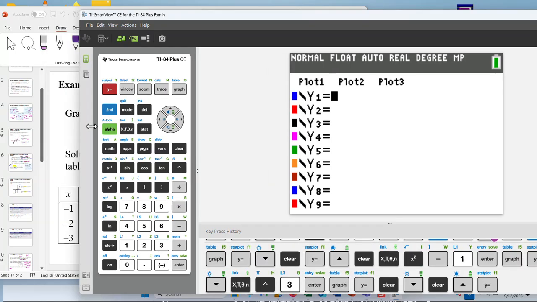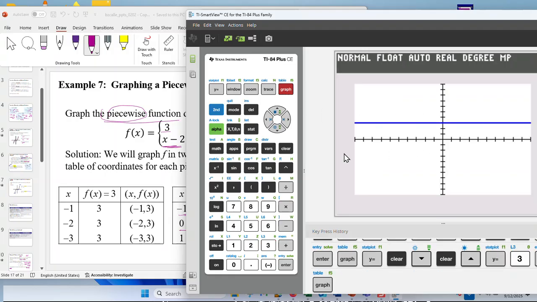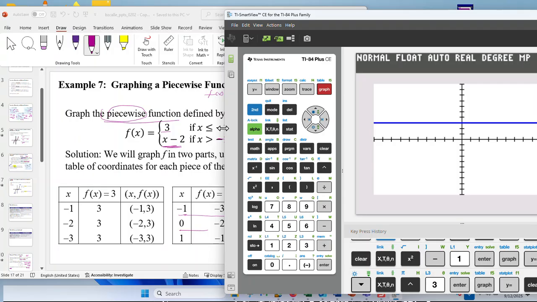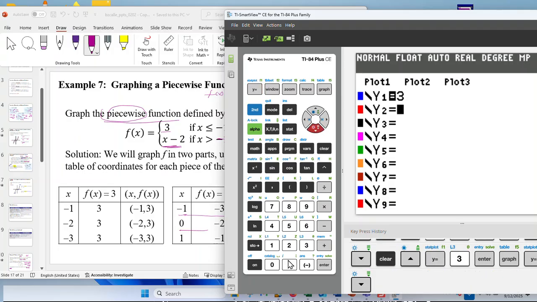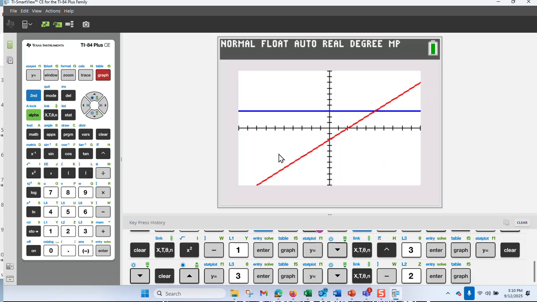All right, so we have y equal to 3, right? If I graph this one without setting the condition, it is going to be graphed all the way from left to right. Same thing with this one right here. I have y2 equal to x minus 2, right? And if I graph them, same thing, this will be graphed everywhere. And that is the regular graph, right?